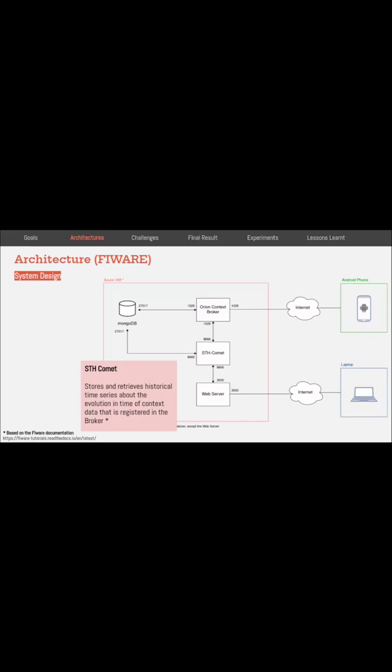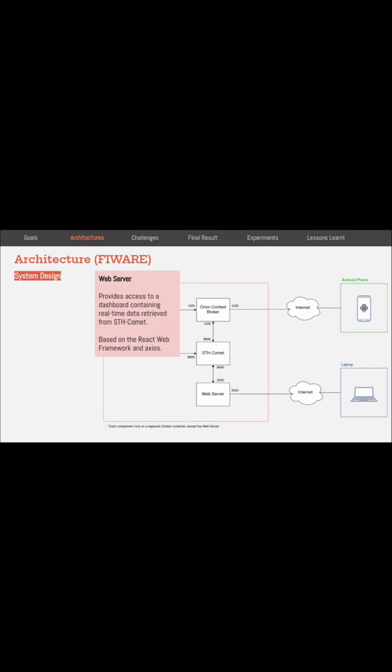For that purpose, we issue a single post request to enable STH-Comet to subscribe to changes in the context state of the room entity. That means that every time the noise level is updated in the broker, it notifies this component, which in turn updates historical context information. Finally, our web server, also running on the virtual machine, collects historical context information through STH-Comet's API and generates a user-friendly dashboard that can be accessed over a web browser.